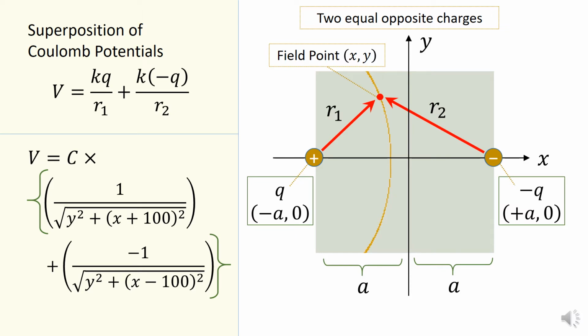Where r is, from the distance formula, the square root of y minus y0 squared plus x minus x0 squared. Now y0 is 0 for both of the charges. x0 for the charge on the left is minus 100, right? It says minus a, but a is 100 when we work in Excel, so minus 100. And in the second term in the volts formula, the x0 is 100.